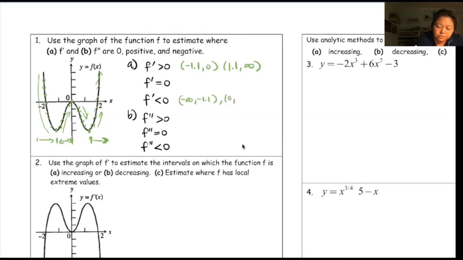And then from 0 to 1.1, this is when my graph was going down. It's decreasing. So when was my graph 0? My f prime was 0 when I reached my minimum, maximum, and minimum. So at x equals -1.1, x equals 0, and 1.1. These are the points where my f prime is 0. Okay? All right.